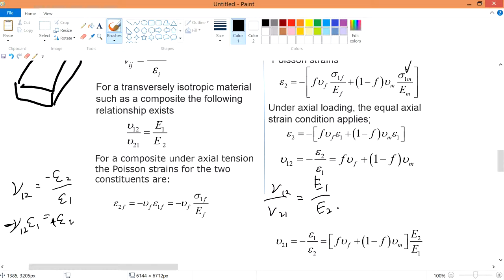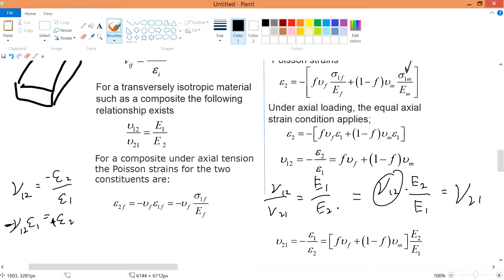So with this understanding that we have derived already, and also this understanding, what they do is rearrange in order to find V21. So what I do is bring this upwards. What I have is V12 multiplied by E2, because you bring this thing upwards, divided by E1. And this is V21.